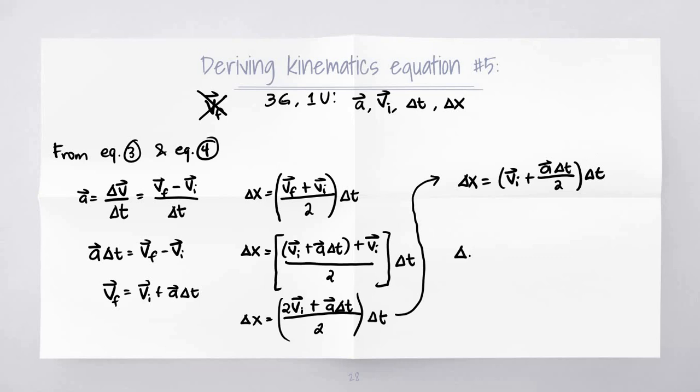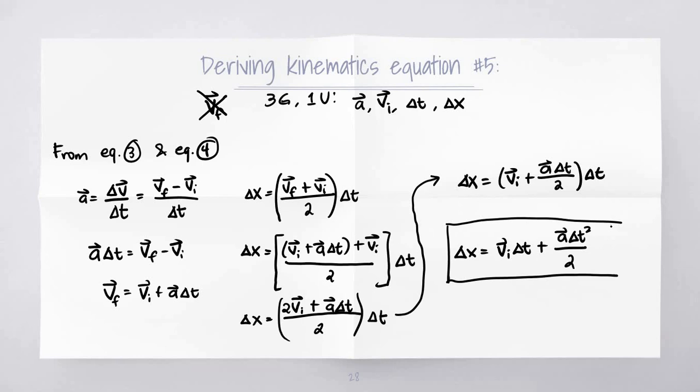So it will then give us this equation: delta x is equal to initial velocity times delta t plus acceleration times delta t squared all over 2. And now this is our fifth kinematic equation. Alright, so now we're done with the last kinematic equation.